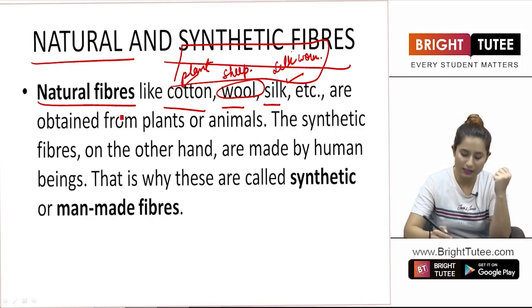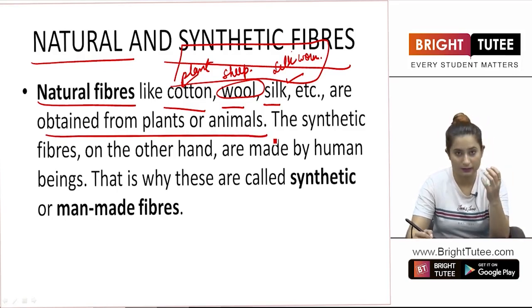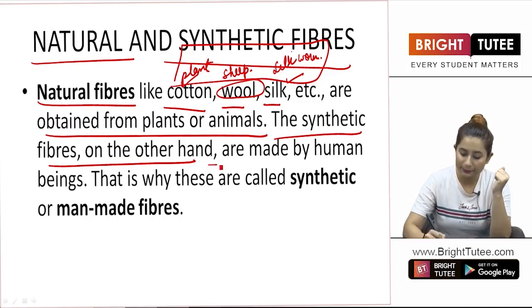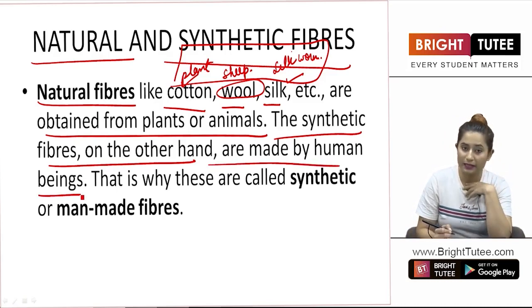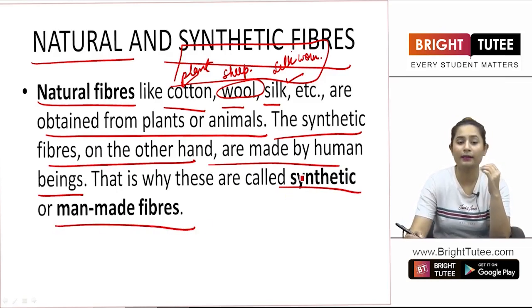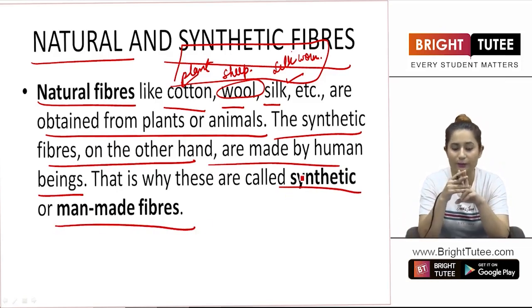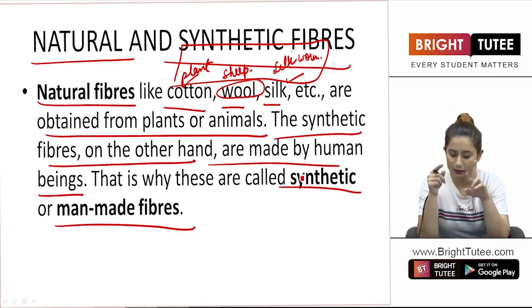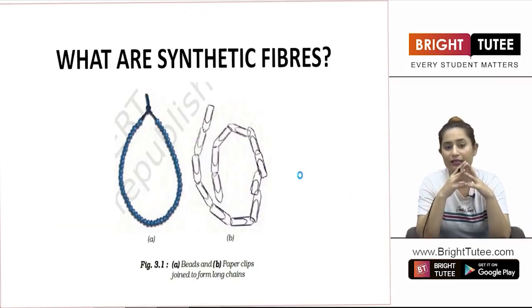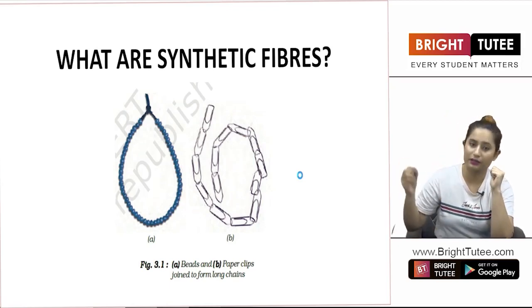So natural fibers are obtained from plants or animals, right? The synthetic fibers, on the other hand, are made by human beings. We make these fibers, hence we call them synthetic fibers or man-made fibers. So there are two kinds of fibers. First one are natural, second one are synthetic, right? So students, what are synthetic fibers? There is a picture in front of you.